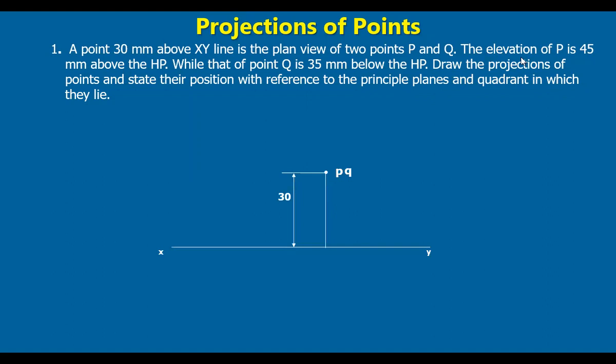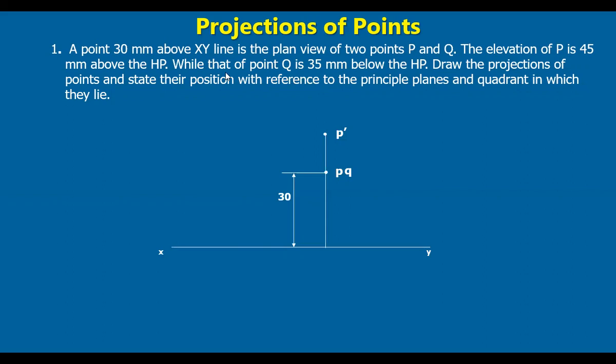The elevation, means front view, of P is 45 mm above the horizontal plane. In the same projector, the projectors of front view and top view of any point will be on the same projector that is perpendicular to the reference line always. So from the reference line, we mark 45 mm, and that is the front view of point P dash.